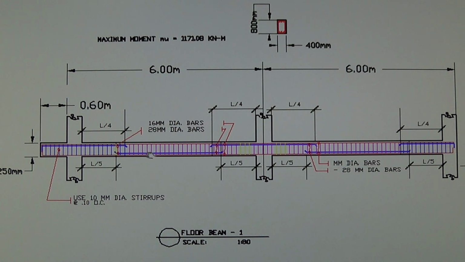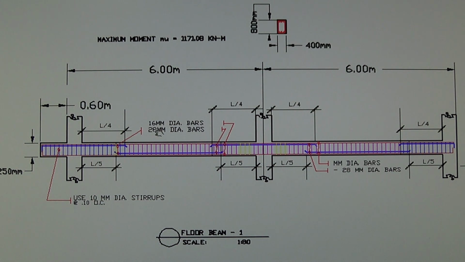This is the positive moment right here that you're designing, and the negative moment in your moment distribution represents the area of intersection between the column and the beam right here. Usually there are more bars in there. The maximum moment there is greater than the positive moment right here. But in this case we only have one maximum moment, which is 1171.08, and that is the moment that we're going to be using to design all these bars here.